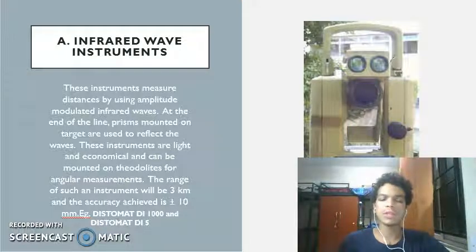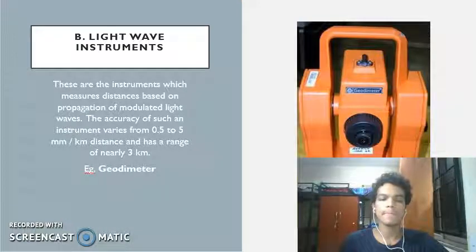These instruments are light and economical and can be mounted on theodolites for angular measurements. The range is 3 km and the accuracy achieved is plus or minus 10 mm. Examples are Distomat D1000 and Distomat D15.